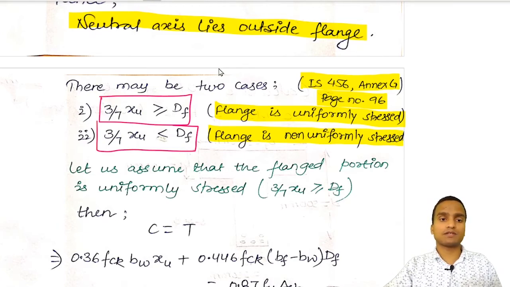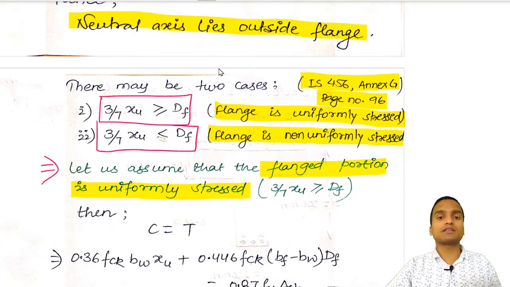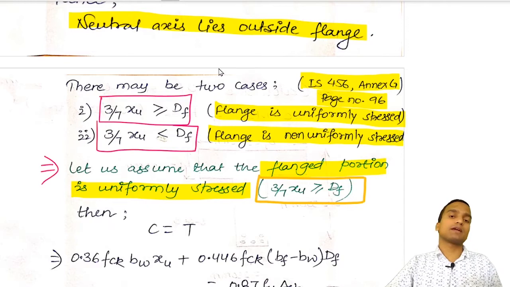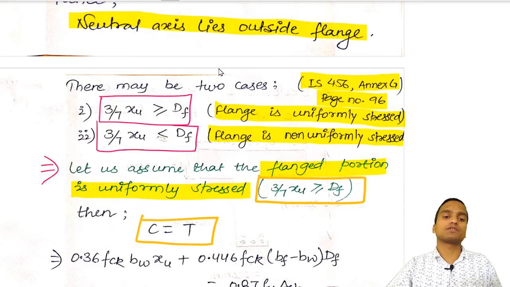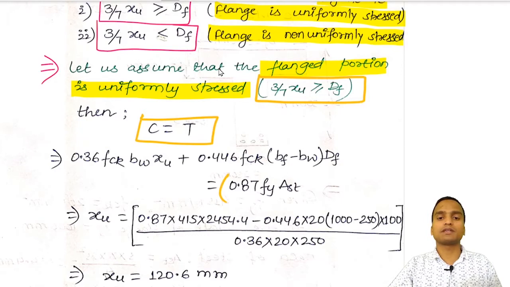So the first assumption is this: we have assumed now again that the flanged portion is uniformly stressed. Now let us check whether it is a true assumption or not. So it means that 3 by 7 xu will be larger than or equal to depth of flange. Okay, so now again we can apply the equilibrium equation, and in that we just equate the compressive force to tensile force. And see, the calculation of tensile force is not at all difficult in any of the cases. It is always going to be equal to 0.87 fy Ast.